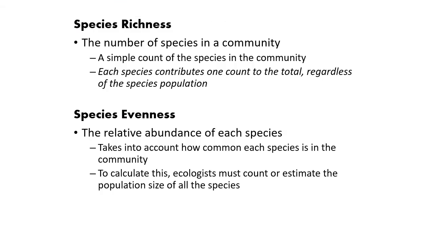So, species richness is the number of species in a community, a simple count of the species in the community. And so each species contributes as one to the total, regardless of their population.